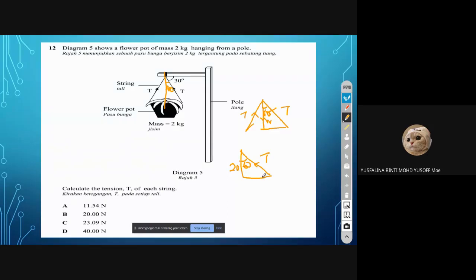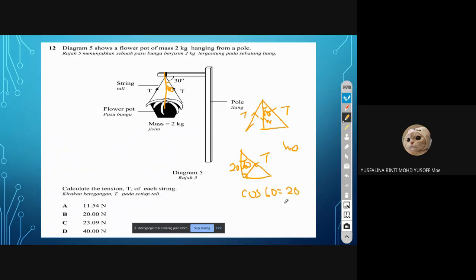Okay, so the question wants you to find the T. So this is 90 degrees. This is called the hypotenuse, and this one, the way, is called the adjacent. So HA, here you should use cos, right? So cos 60. The adjacent is 20.